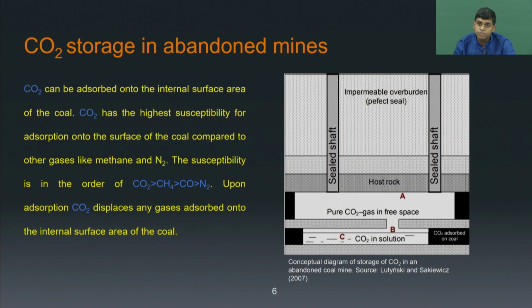The adsorption of CO2 onto the internal surface area of the coal has a second side effect. CO2 displaces any other gas present in the coal like methane, CH4, or N2. Now, this is because CO2 has the highest susceptibility out of all the gases for adsorption. Due to this, the displaced gases could be extracted for energy production, particularly methane.